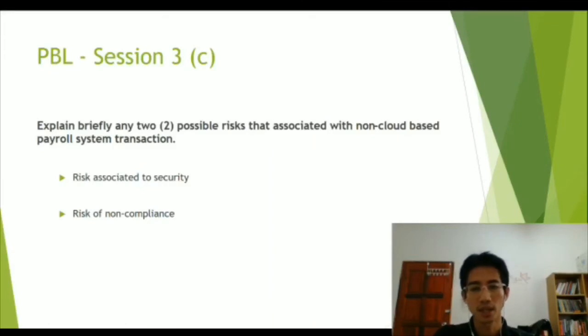So if the nature of the system itself is non-cloud, they can make any manipulation for the payroll system. In the payroll system, they can make it appear like there are no changes, like they adhere to what has been stated by the company. So this is how risk of non-compliance can exist. Okay, that's all for question C, section 3.